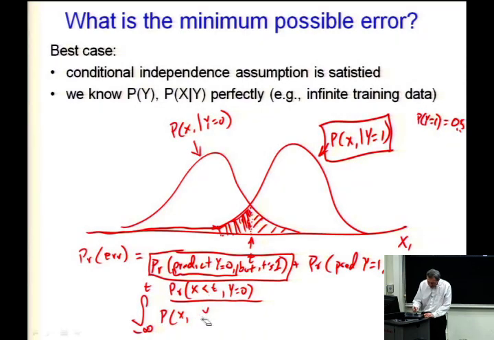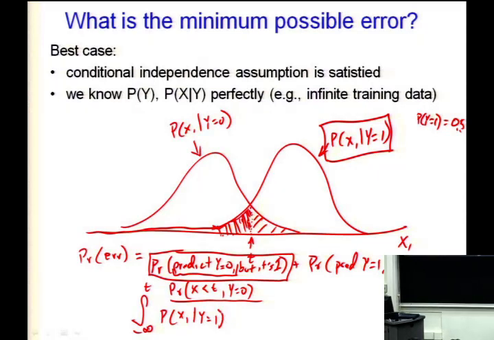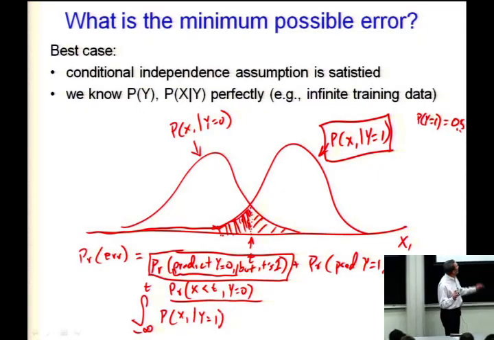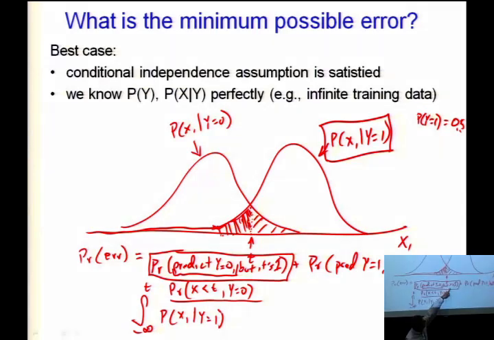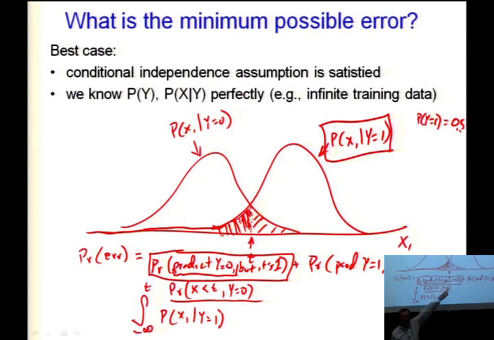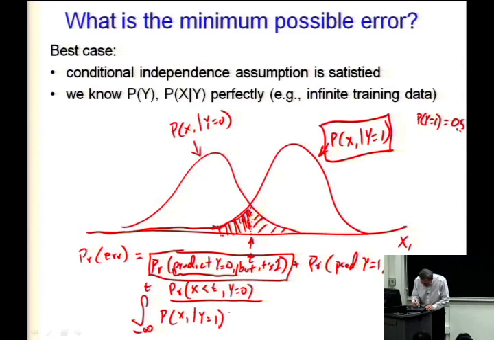P of x given y equals 1, right? Y equals 1, not y equals 0. It's the probability that we predict y equals 0 and y actually equals 1. So it's actually a joint probability.